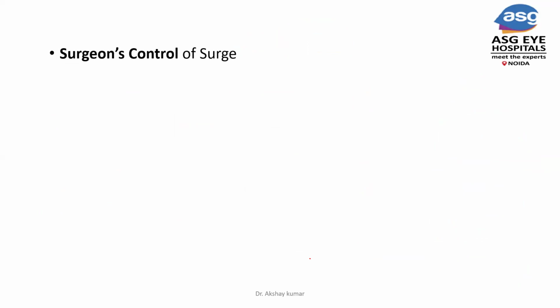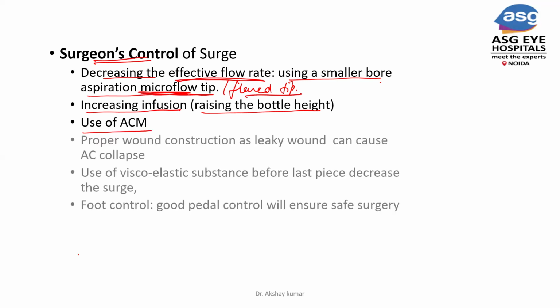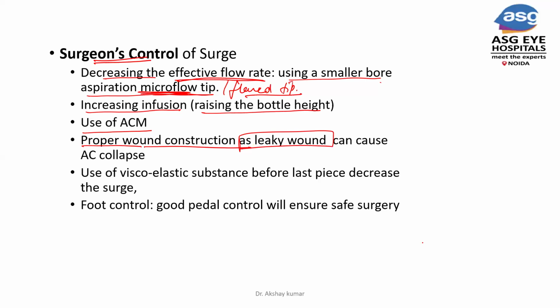Then the surgeon's control. Decreasing the effective flow rate, one, using a small bore aspiration microflow tip or the flared tip, and increasing the infusion by raising the bottle height. You can also use anterior chamber maintainer. Proper wound construction is important, as leaky wounds will lead to anterior chamber collapse. Use of viscoelastics during the last piece, and the foot control.